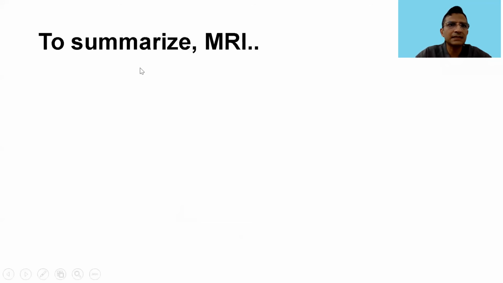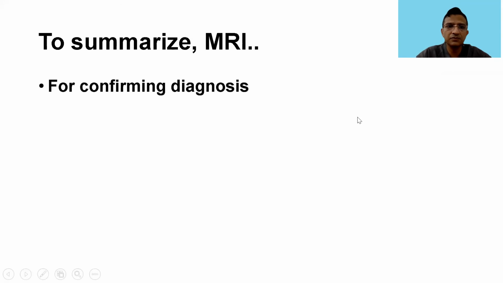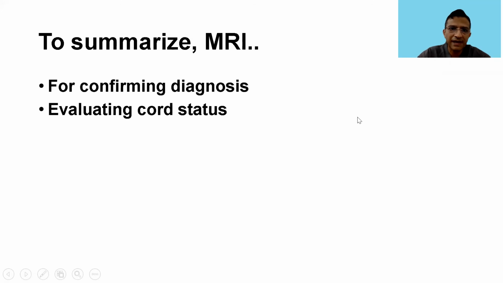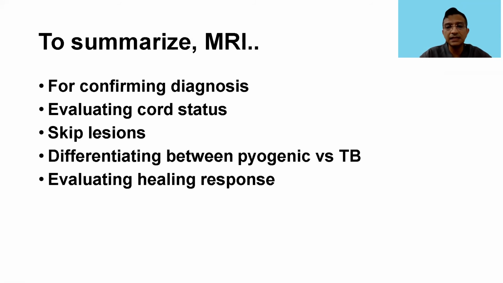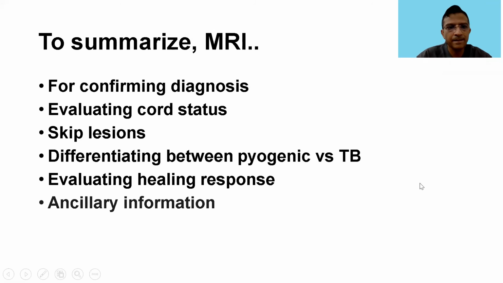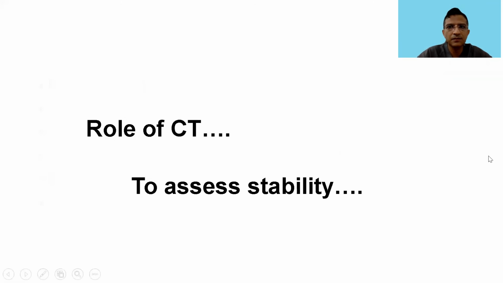So to summarize, MRI is useful for confirming diagnosis, for evaluating the cord status, to identify skip lesions, and to differentiate between pyogenic versus tuberculous lesions, to evaluate the healing response as well. It may also give us ancillary information in the form of status of the vertebral artery and other details which may be useful in planning the treatment.